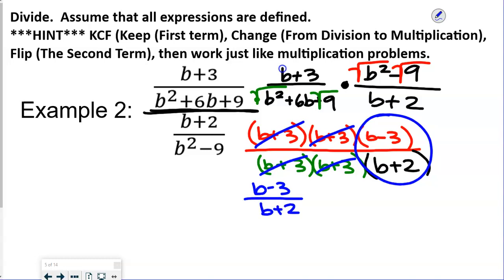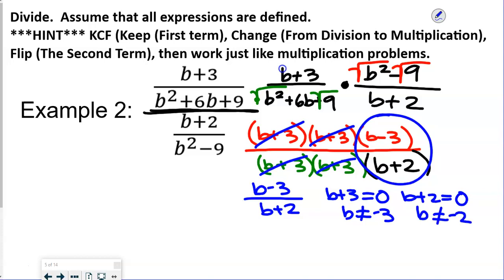Now, if it asked us what values would be excluded, then we would set these factors equal to 0. So we would do b plus 3 equals 0. So b could not equal negative 3. We would also do b plus 2 equals 0. So b could not equal negative 2. Now, what does that really mean? That means if I put one of those values, negative 3 or negative 2, in the denominator, then it's going to give me 0 for what I got. Okay?